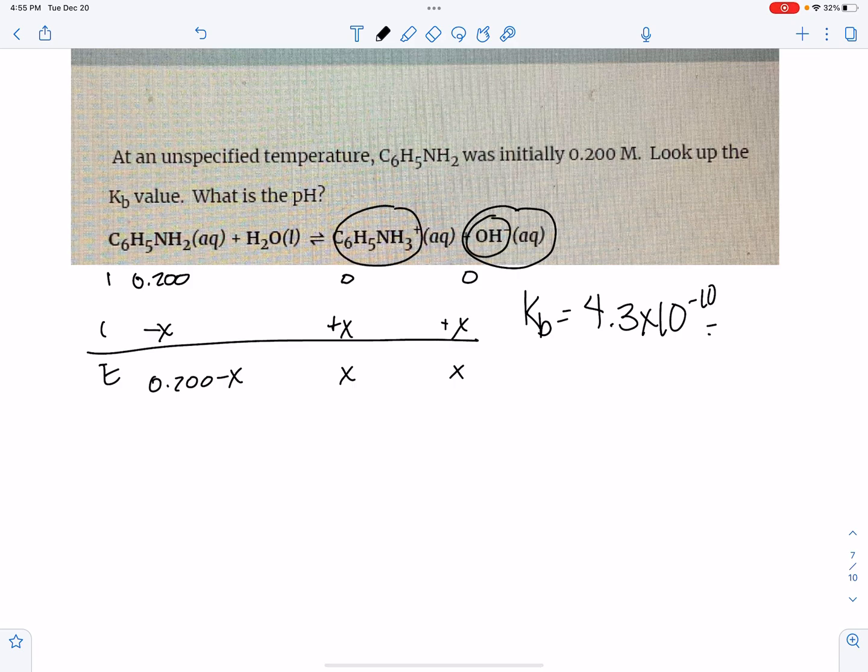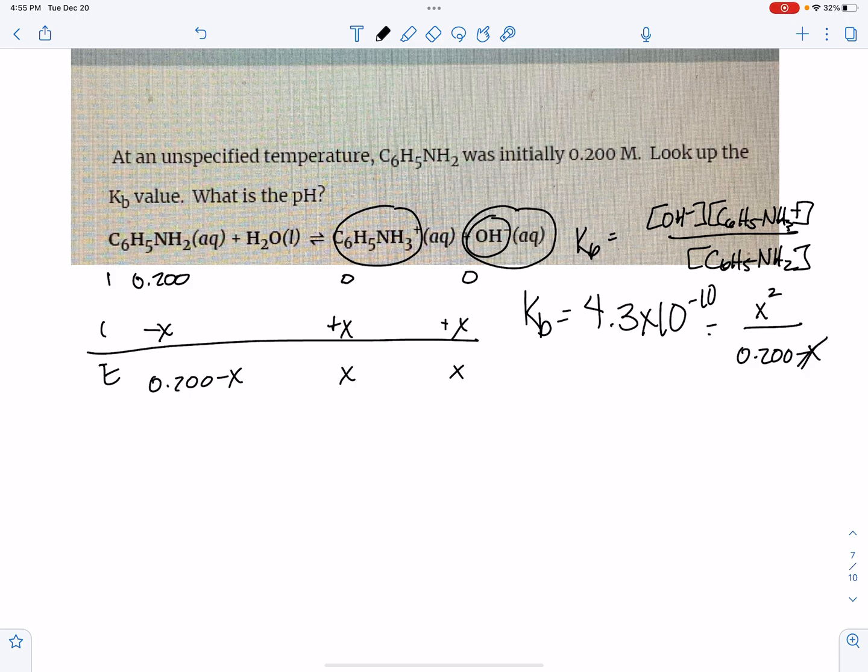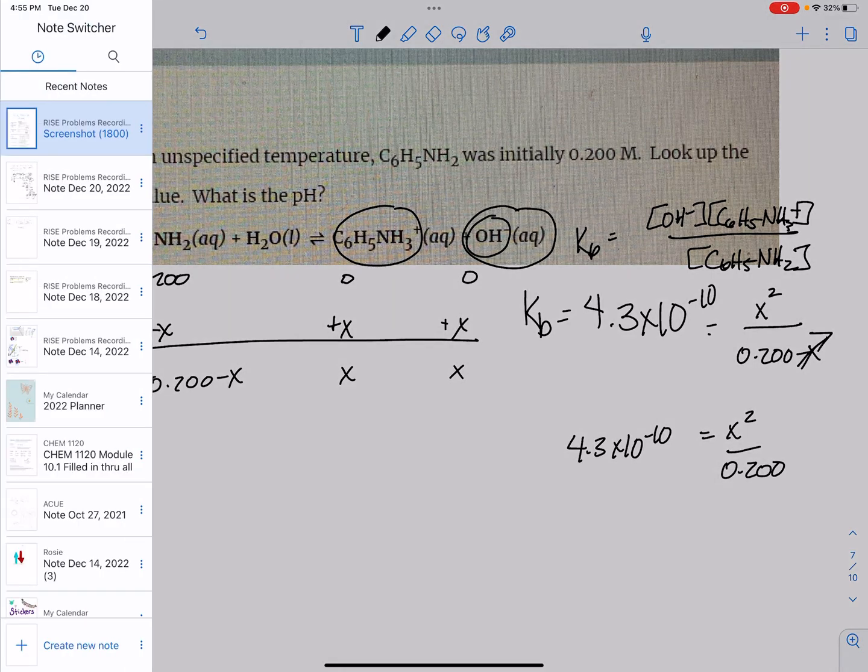It's this times this. So if I actually were to write the KB, it would have been OH minus times C6H5NH3 plus over C6H5NH2. So it's going to be X times X, so X squared, over 0.200 minus X. I'm going to throw that X out, so that gives me X squared over 0.200, 4.3 times 10 to the minus 10th.